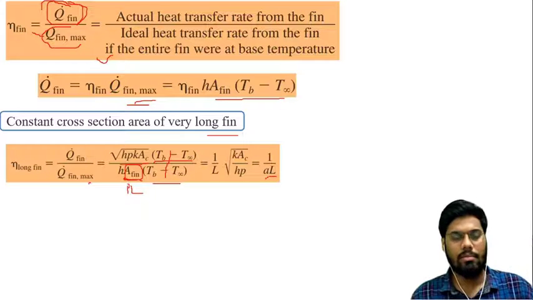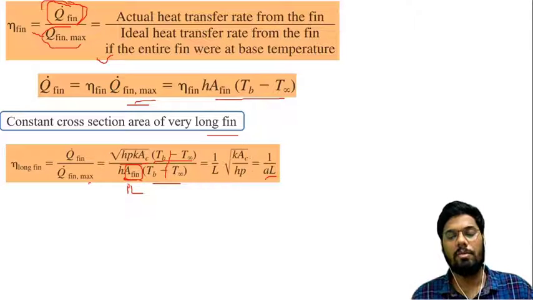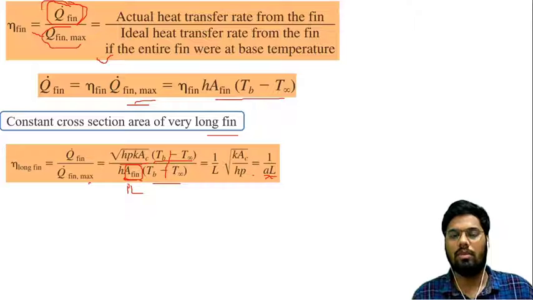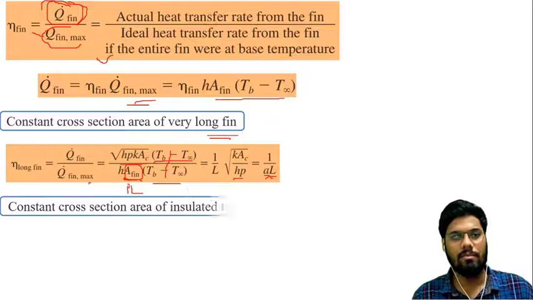In our previous lecture we used small m for the square root of hP by kA. In some books it is denoted by small a. So whether you use small m or small a, it doesn't matter. It is the constant generated by the square root of hP by kA. So this is the case for the long fin.